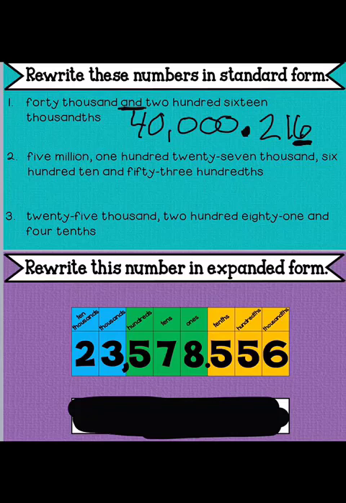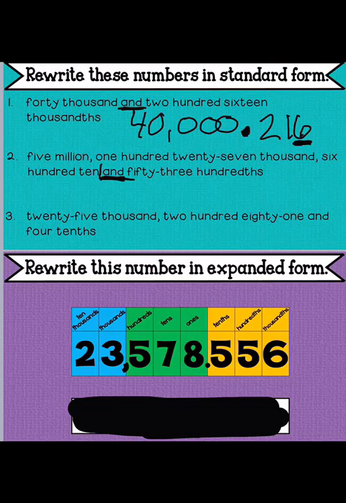The next number we have is 5,127,610 and 53 hundredths. I'm going to go ahead and underline the and. There's a whole lot of words there. So I know that everything that comes before the and is going to be part of the whole number. So let's go ahead and get that taken care of.